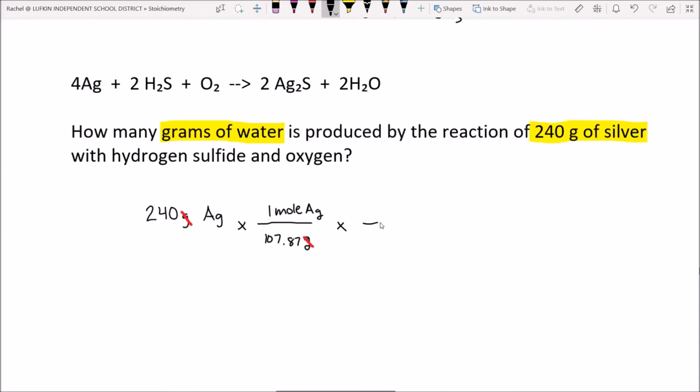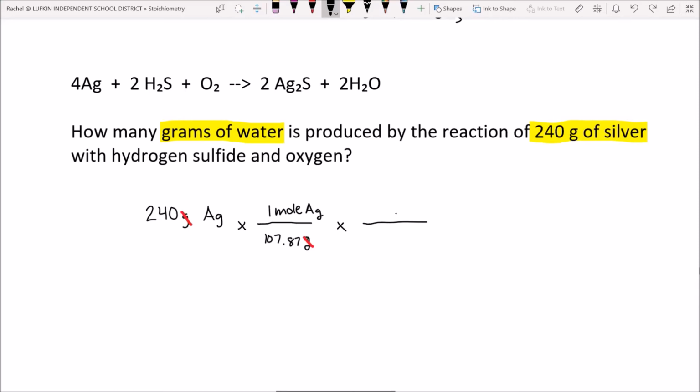So what are we going to do now? We've got moles of silver. Any questions about what I just did? Divide by the mole. Not yet. Not yet, okay? So now we're going to do the mole ratio, because when you have moles, you can do the mole ratio, right? What are we trying to get to? What compound? Water, right? So we can't get to grams of water in one step, but we're going to get to moles of water first, right?